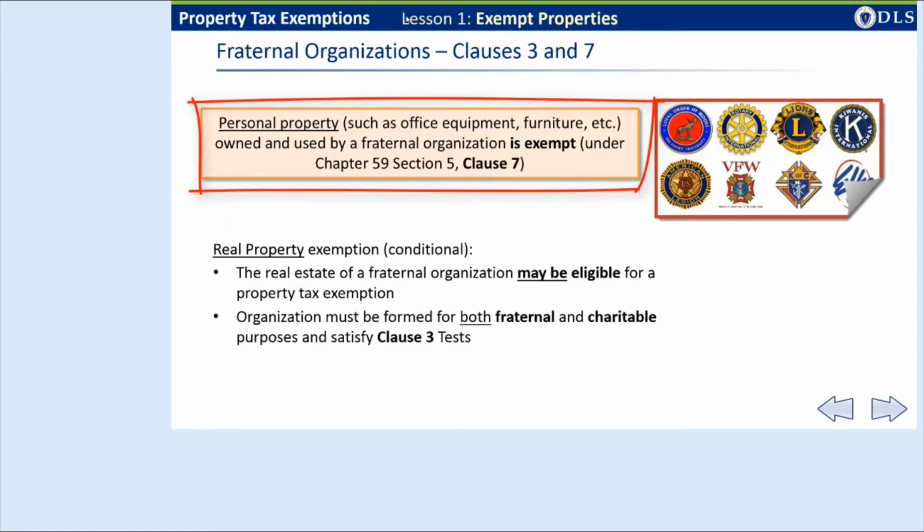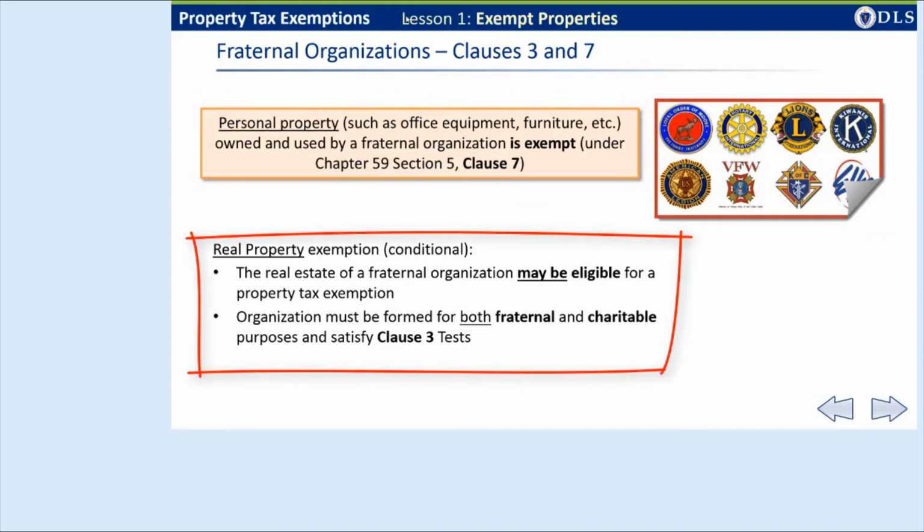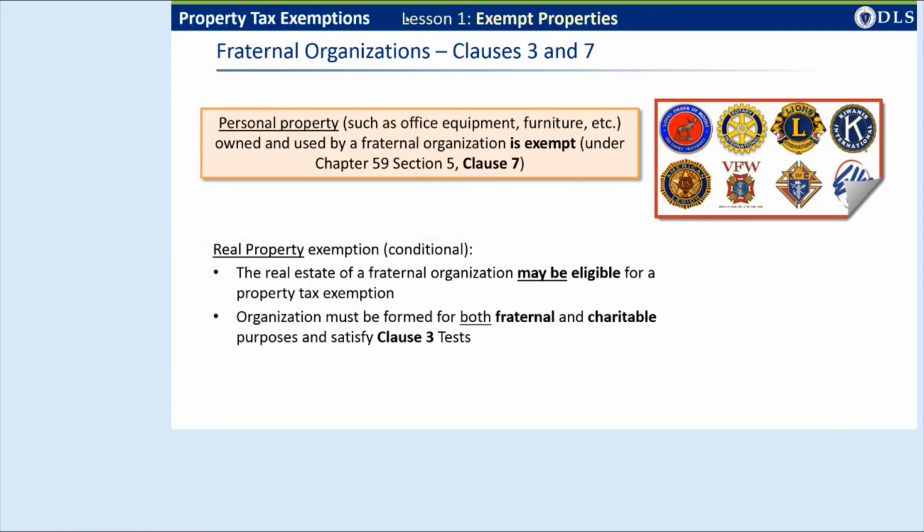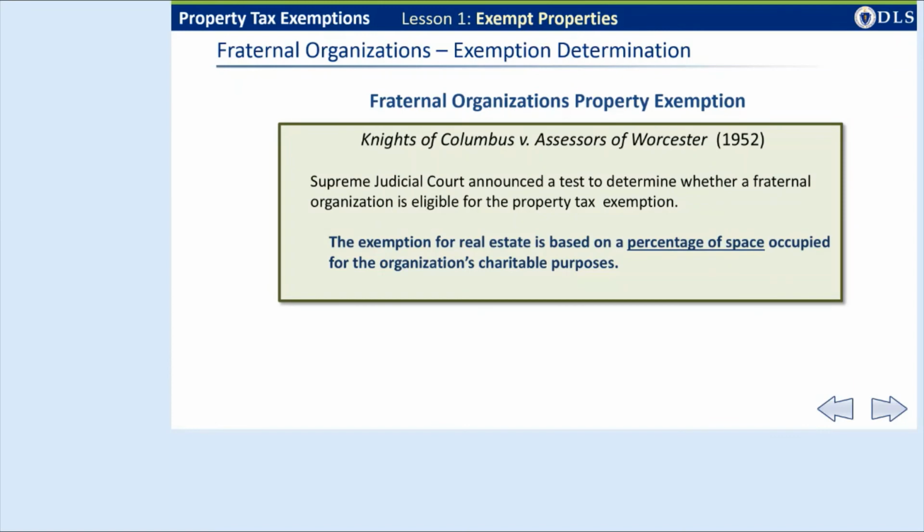However, there is no specific exemption for the real property of a fraternal organization. The organization's real property is exempt only if the organization also qualifies as a charitable organization and the property is occupied for charitable purposes. In other words, it is exempt only if the organization meets all substantive qualifications and procedural requirements of Clause 3. If the fraternal organization also qualifies as a charitable organization, it can receive an exemption. However, the exemption is limited to that portion of its real estate occupied for charitable purposes.